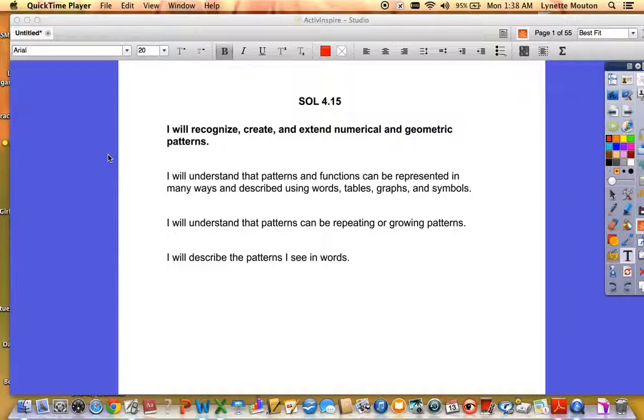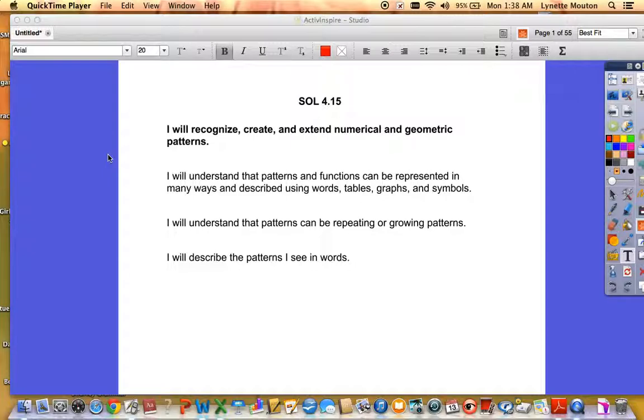Numerical means in number form, and geometric can be pictures of any kind. Geometry deals with shape, so it's usually a shape pattern, but you can have any kind of picture. I will understand that patterns and functions can be represented in many ways, described using words, tables, graphs, and symbols. So you may see them in the form of a graph or plugged into a rectangle or square to look like a table, and they can also use symbols. And we've talked about the function machine, so that's what we talk about, functions.